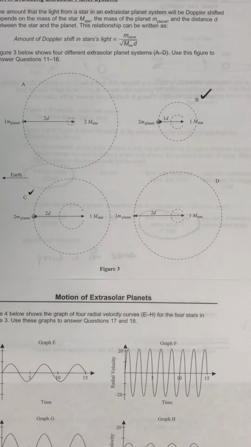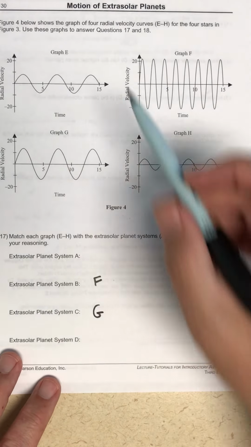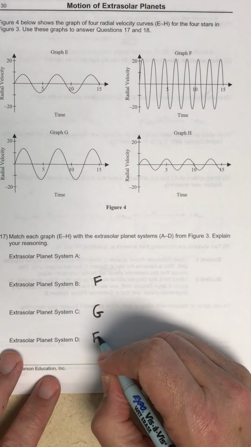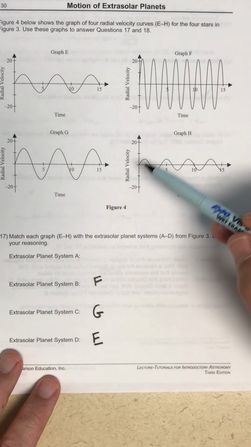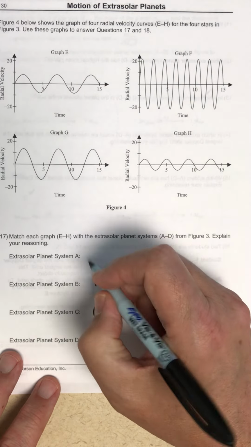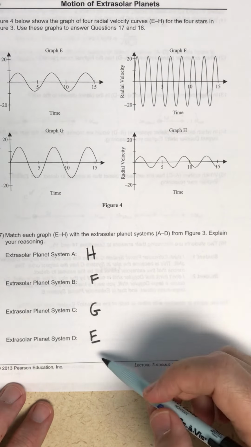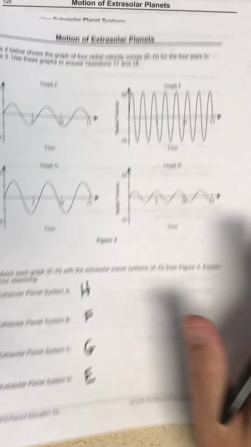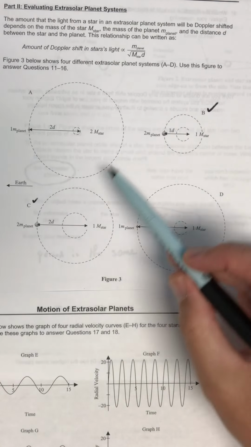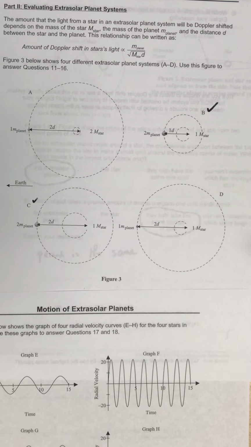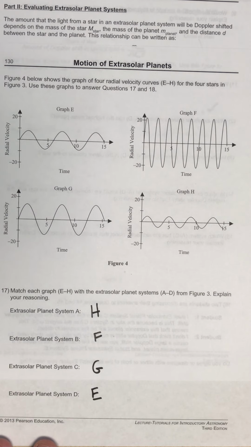So the next highest Doppler shift is going to be in case D, and that corresponds to graph E. That means the one with the smallest Doppler shift, which is the amplitude in graph H, corresponds to system A. All right, so make sure that ranking compared between your amplitudes, when we just have a picture of what the motion is going to be, and what the actual radial velocity curves look like, and how they match up. So make sure that makes sense.